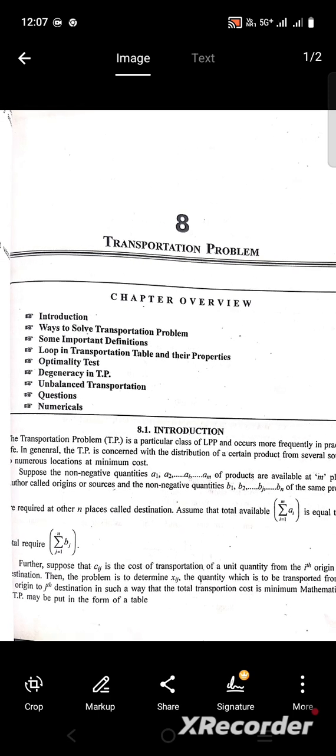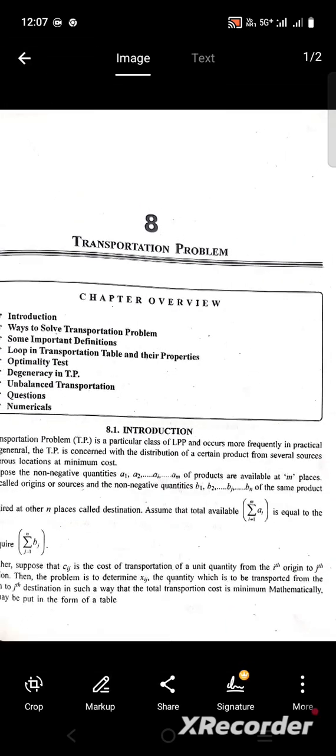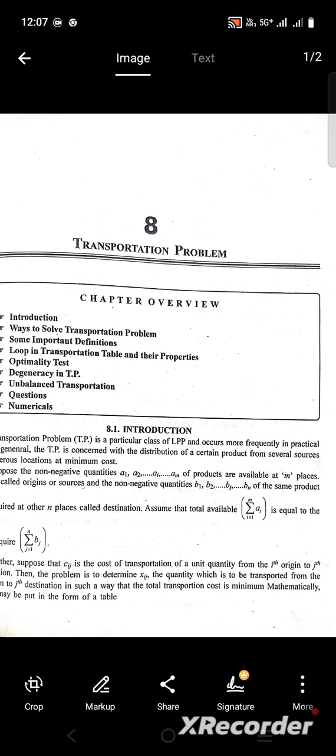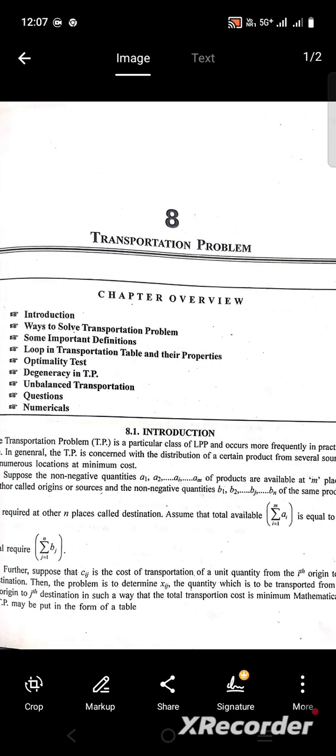Suppose the non-negative quantities A1, A2, up to Am of the product are available at m places, called origins or sources, and the non-negative quantities B1, B2, Bj up to Bn of the same product are required at the other n places, called destinations. Assume that the total available, summation of Ai, is equal to the total requirement, summation of Bj.